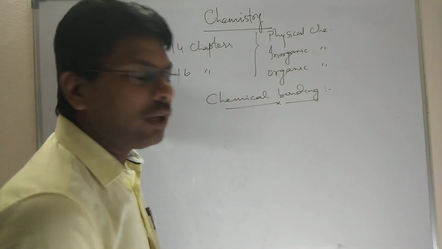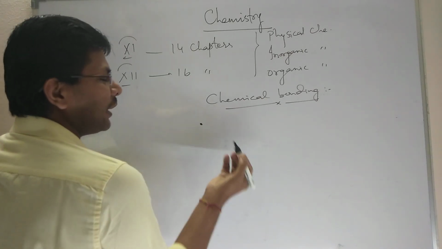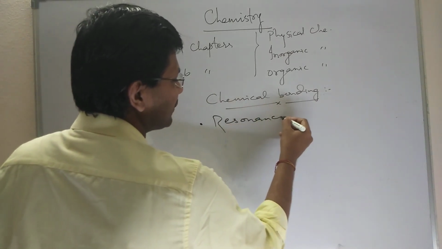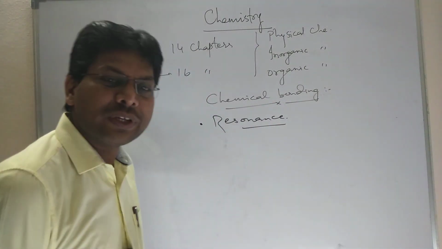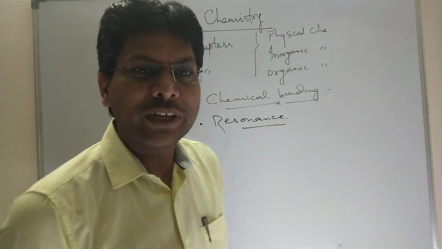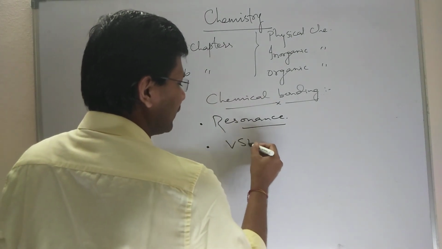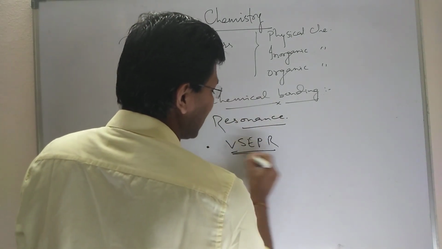In case of chemical bonding, you have to have a little bit of idea of resonance. What is resonance? What is resonance energy? Which is the more stable resonating structure? And you have to have knowledge of VSEPR theory. Mostly every year a question is asked from VSEPR theory.